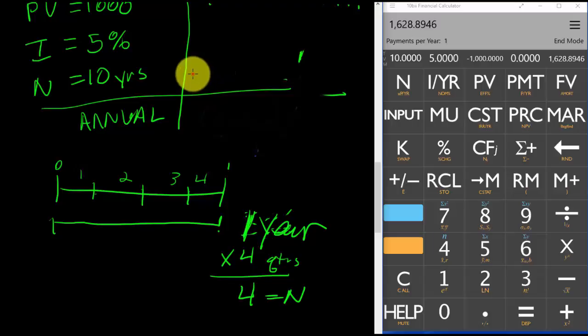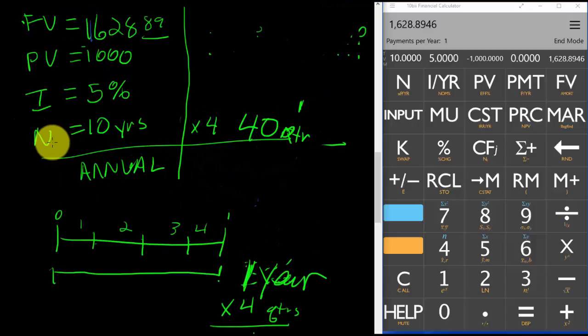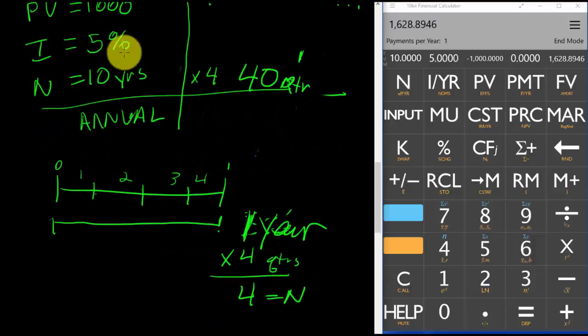So I'm going to multiply this guy by 4. But in this case, I'm not doing 1 year, right? I'm doing 10 years. So that's going to be 10 years times 4, which gives me 40 N, or 40 quarters. And that's my total number of N.